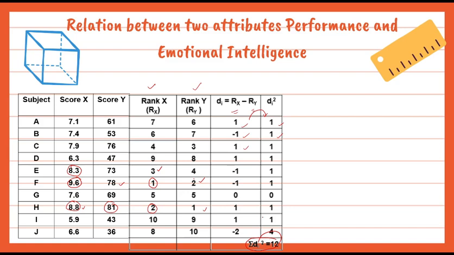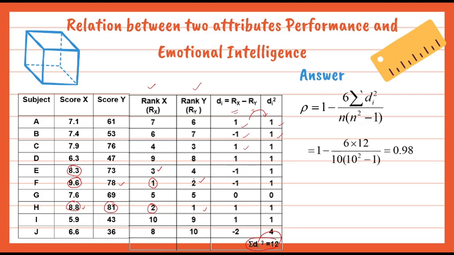Now let us look at the formula of the rank correlation coefficient. The formula of the rank correlation coefficient is given by 1 minus 6 summation di square over n into n square minus 1. Now di square is 12, n is the number of pairs here, so the number of pairs is 10. So we just replace the values. In case of di square, we put 12 because the sum of that column has come to 12. And then we compute it, getting the value to be 0.98.